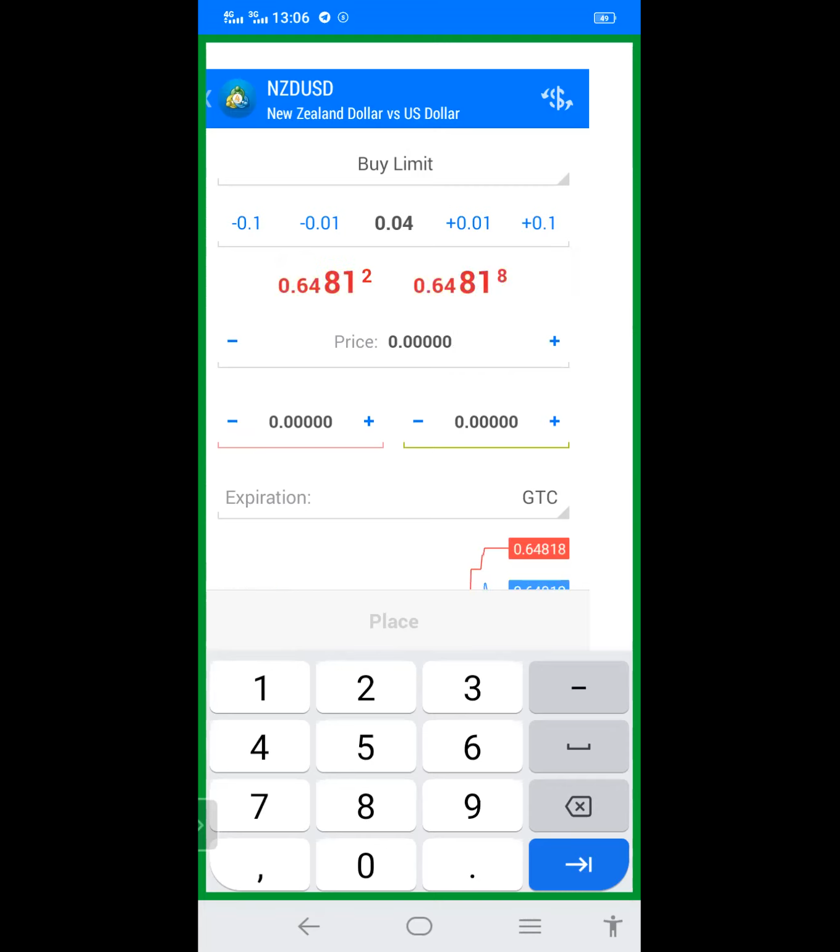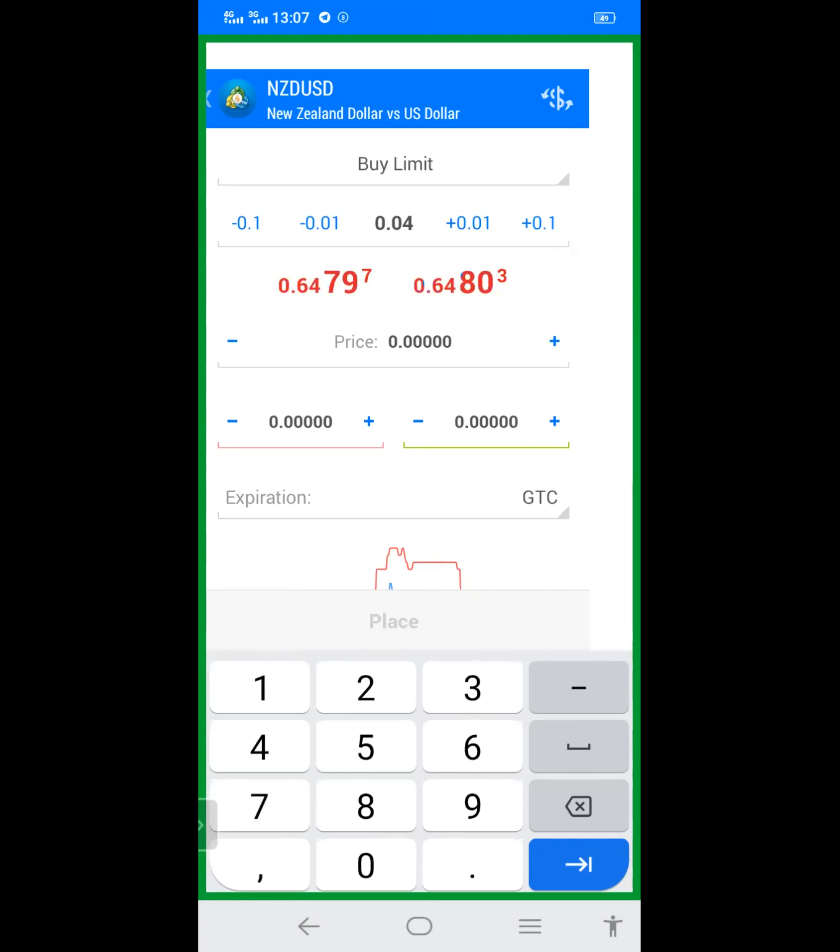So now I can use 0.646 because it's lower than 0.648 where the market is. If I type that, it will allow me to place the order. Look at where they wrote place on the screen. Can you see right now? It is faint. It's not highlighted. Can you see place?